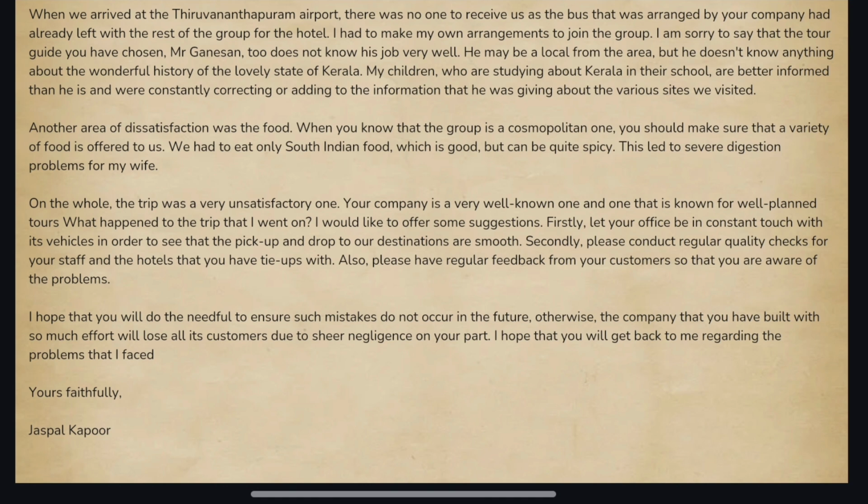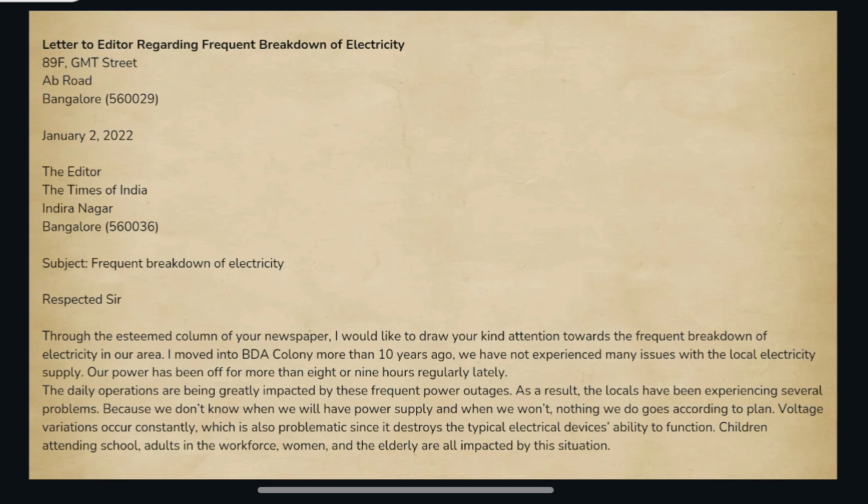I hope that you will do the needful to ensure such mistakes do not occur in future. Otherwise, the company that you have built with so much of efforts will lose all its customers due to sheer negligence on your part. I hope that you will get back to me regarding the problems that I have faced. Yours faithfully, Jaspal Kapoor. This was one problem faced by him, so he wrote a letter to the manager of the company. Next comes the letter to editor regarding frequent breakdown of electricity.